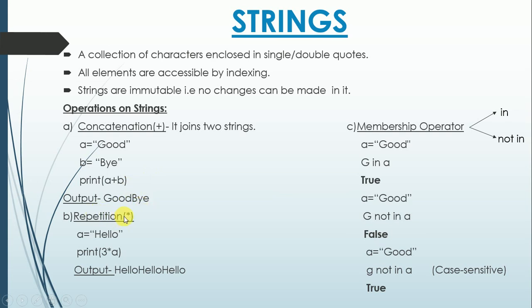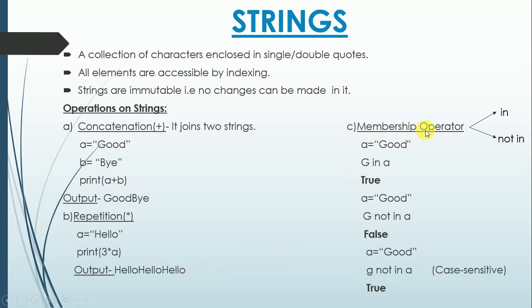Next is repetition. It is represented by the symbol star. It is used to repeat a particular string a number of times. Here we have a variable a which stores a string hello, and if we give the print statement 3 into a, then the output will be 3 times hello with no space between them.